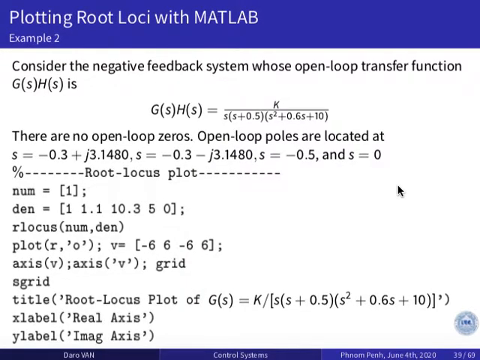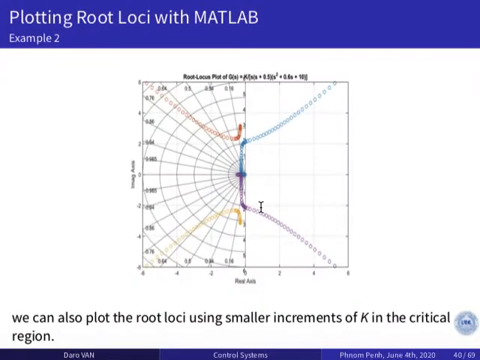In example two, consider the negative feedback system whose open loop transfer function is defined like this. In this case there is no open loop zero, and the open loop poles are located at these points, and you can use this function. So you can see this is the plot of the root locus.